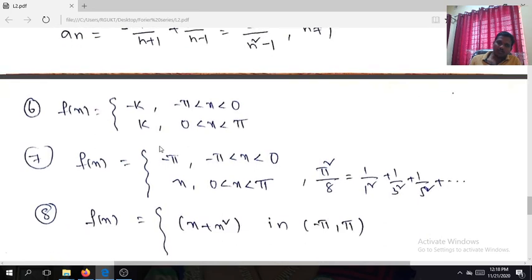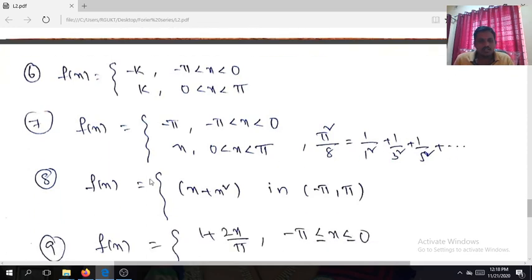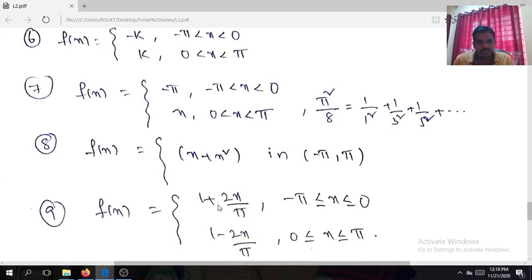Sixth one, you take out this problem. And seventh one, this is the problem. F of x is equal to minus pi for the x value lies between minus pi to 0, and f of x is equal to x if the x value lies between 0 and pi. By using the expansion of f of x, which is defined in the interval, we are going to deduce this relation. Already we did one problem on x minus x square. This is for x plus x square in minus pi comma pi. F of x is equal to 1 plus 2x by pi in minus pi to 0. F of x is equal to minus 1 minus 2x by pi in 0 less than x less than pi.